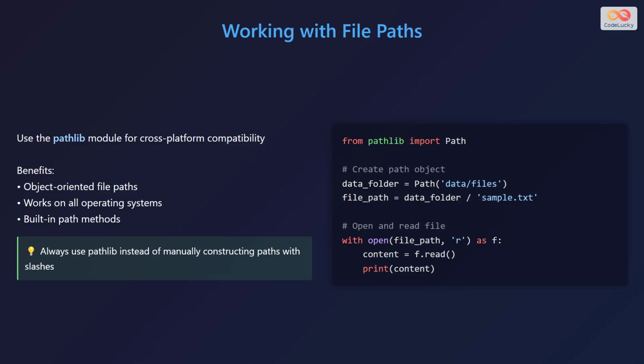Here is an example of using the pathlib module. First, import Path from the pathlib module. Then, create a Path object for the data/files folder. After that, create a file path object using the division operator which joins the directory path and the file name sample.txt. Finally, open the file and read its contents. Always use pathlib instead of manually constructing paths with forward slashes or backward slashes.